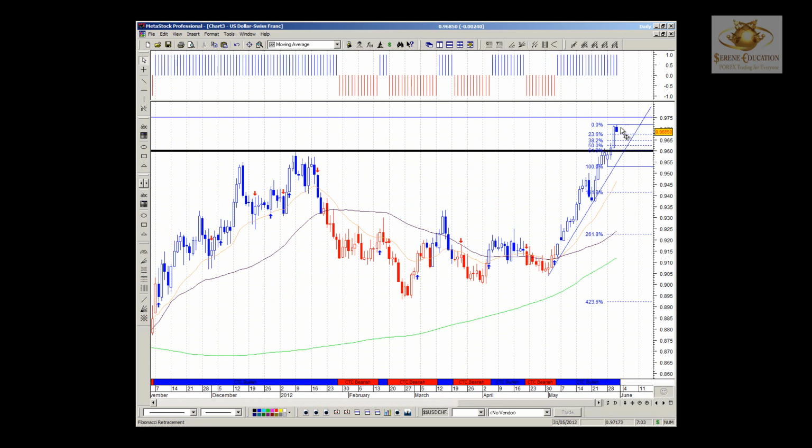We could see consolidation at this area before we see any journey further. So we could see it at least attempting to consolidate around here before we see the upside trend line coming into play. But yeah, 960 is definitely an area of consolidation, a price support and resistance level. So just be aware of that, guys.